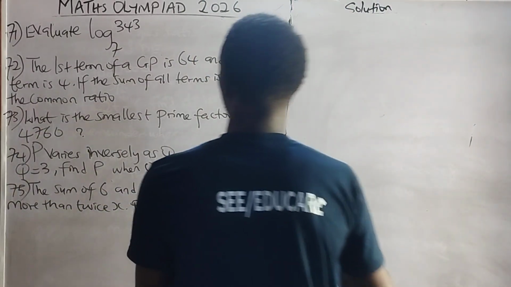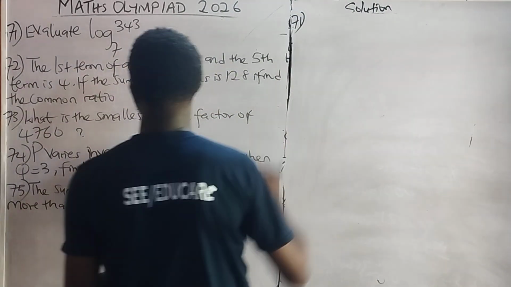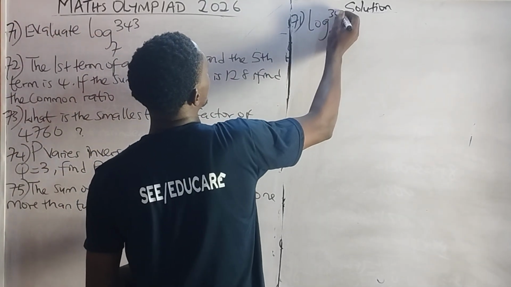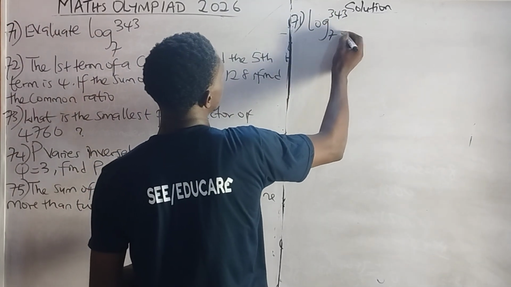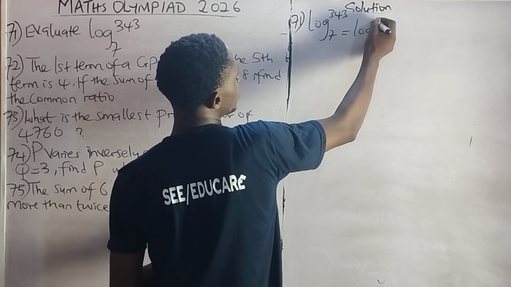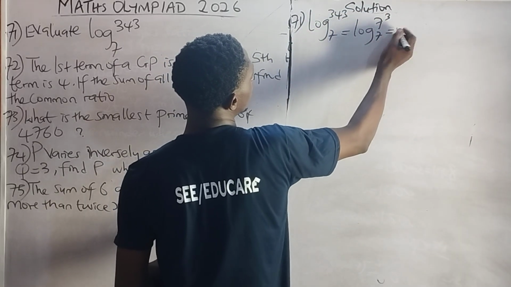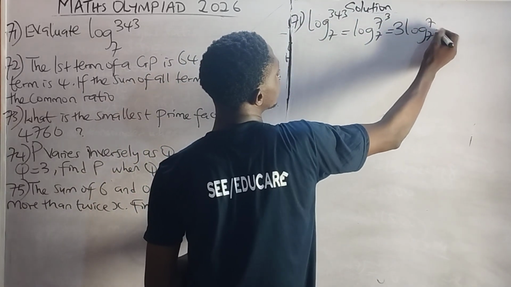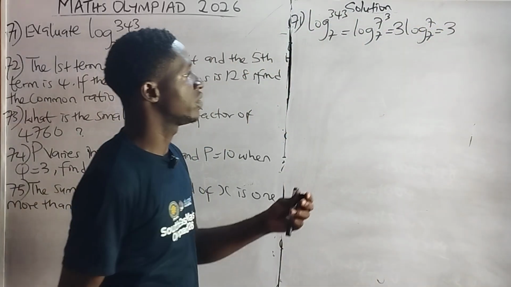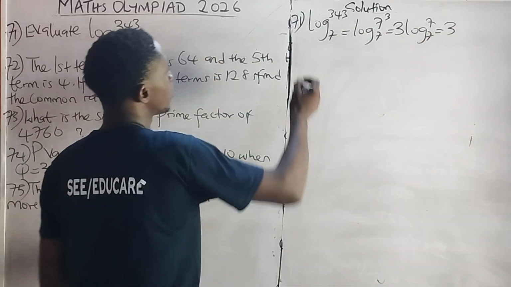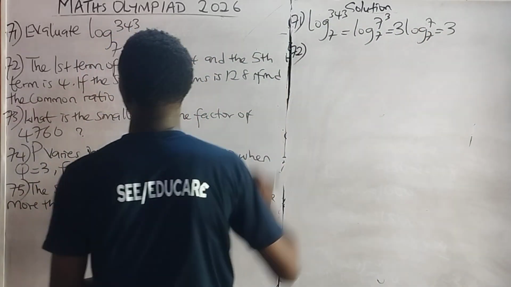Let's go to number 71. We have to evaluate log 343 in base 7. 343 in index form is 7 raised to the power of 3. So let's bring the 3 in front. This is 3 log 7 in base 7. So the answer is 3, because any number to its own base is 1, and 1 times 3 is 3. So we go to number 72.